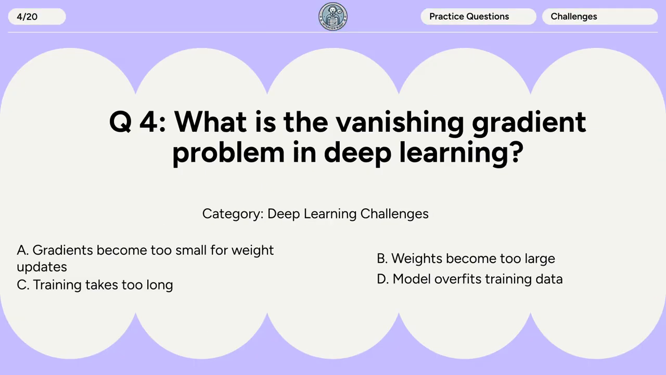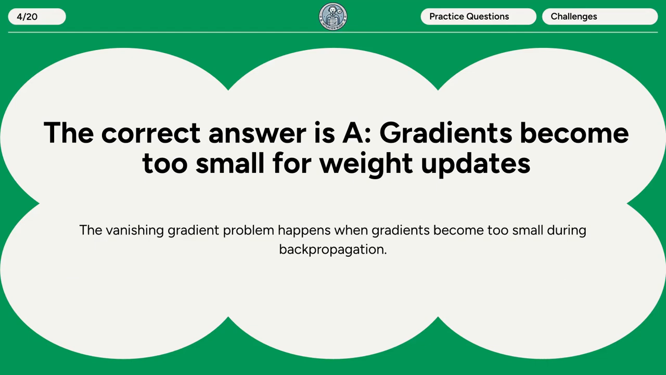Question 4. What is the vanishing gradient problem in deep learning? A. Gradients become too small for weight updates. B. Weights become too large. C. Training takes too long. D. Model overfits training data. The correct answer is A. Gradients become too small for weight updates. The vanishing gradient problem happens when gradients become too small during backpropagation.